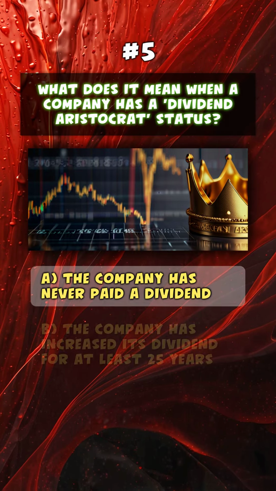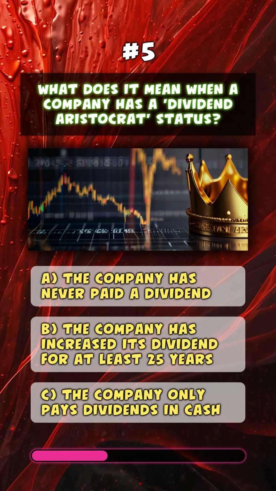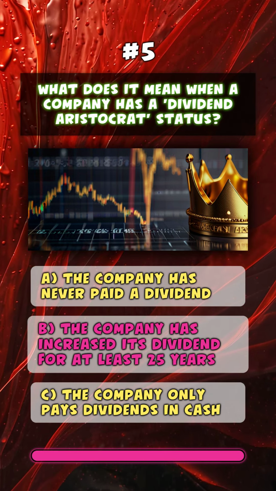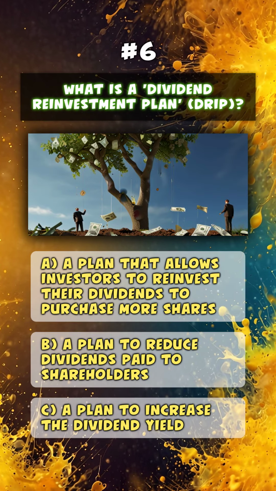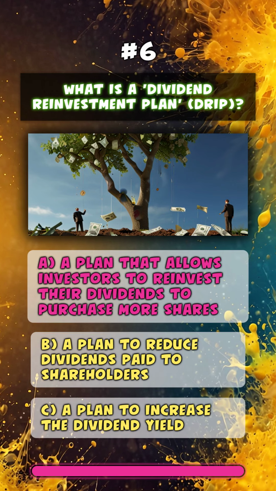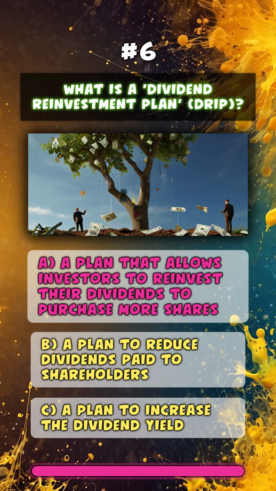What does it mean when a company has a dividend aristocrat status? B. The company has increased its dividend for at least 25 years. What is a dividend reinvestment plan, DRIP? A. A plan that allows investors to reinvest their dividends to purchase more shares.